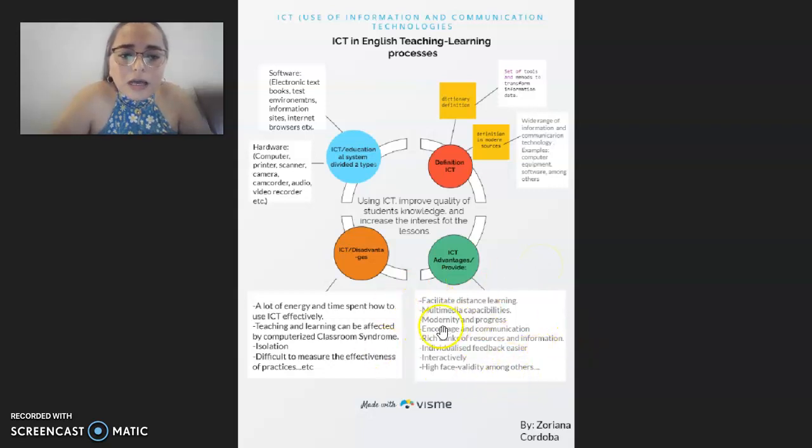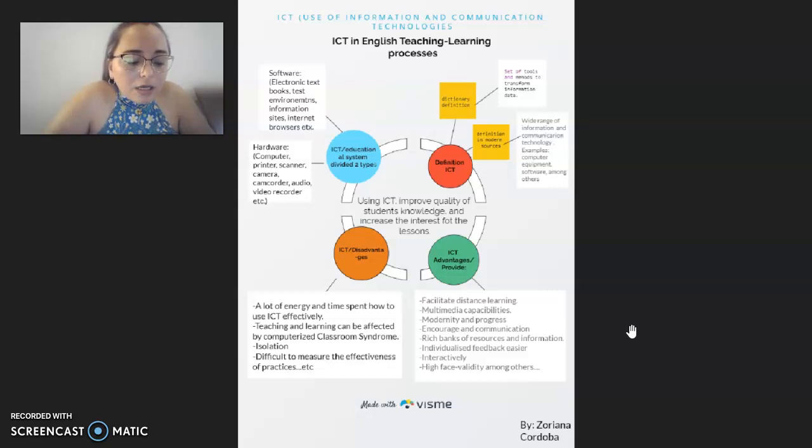Here we can have some examples of them. For example, ICT advantages provide facilitate distant learnings. Another advantage is that ICT offers multimedia capabilities. Also, ICT gives a sense of modernity and progress for teachers and learners, and also provides encourage communication. ICT provides a rich band of resources and information.